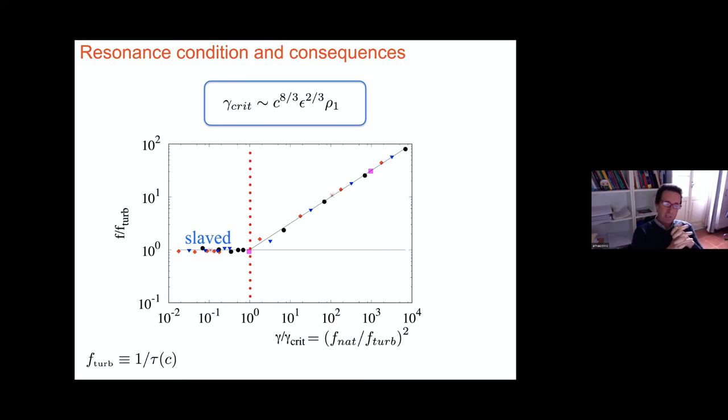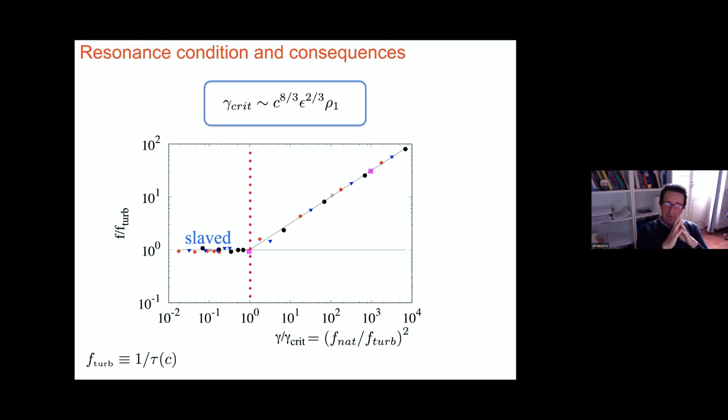If you plot this frequency as a function of gamma, and you normalize the frequency in terms of the turbulent frequency, which is simply one divided by the eddy turnover time of the turbulence evaluated at the scale of the fiber, and you plot this quantity against gamma divided by gamma critical, you obtain this curve, which is quite interesting because it shows two completely different regimes. The first one occurs for gamma below the critical value we have identified. There you can see a plateau, and the plateau means that the fiber flapping frequency is almost the same as the frequency of turbulence.